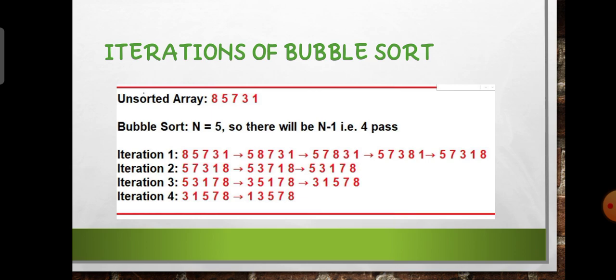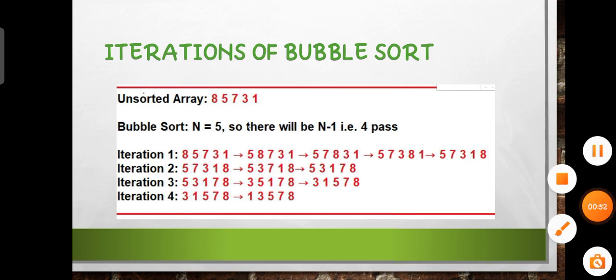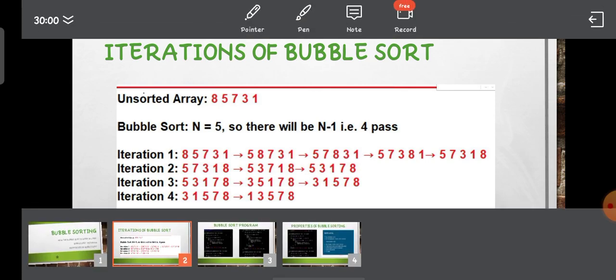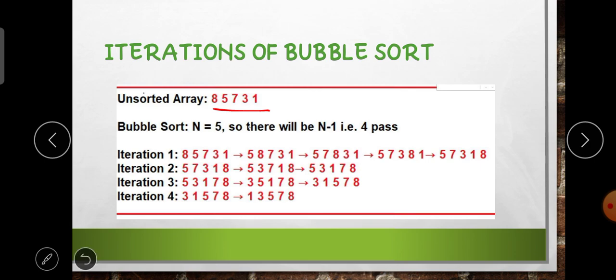We all know sorting. What sorting means is arranging in a particular format, either ascending or descending. That is called sorting. From this list, we have 5 elements, so there will be n minus 1, that means 4 passes, which is nothing but 4 iterations happening in this list.